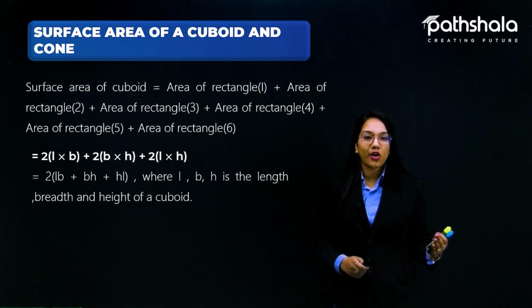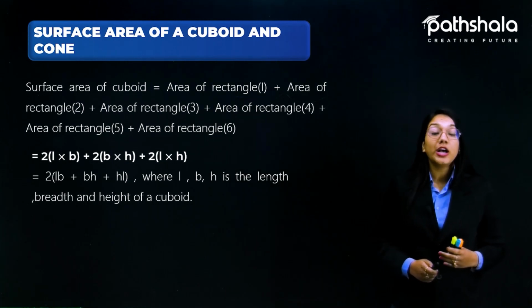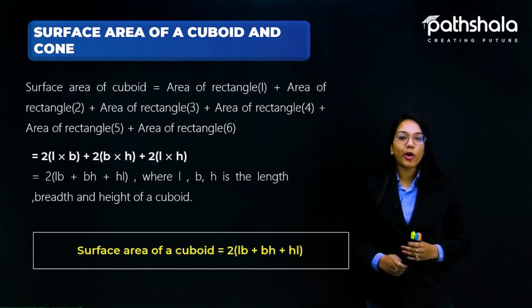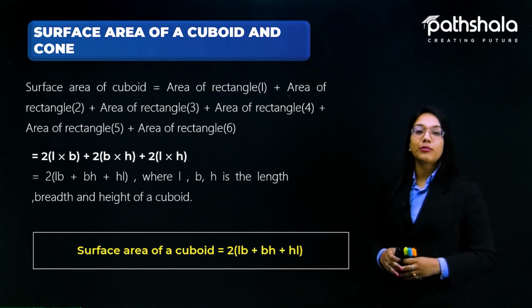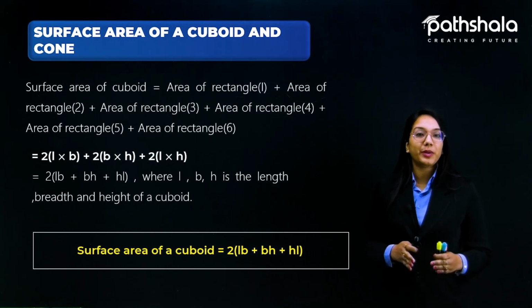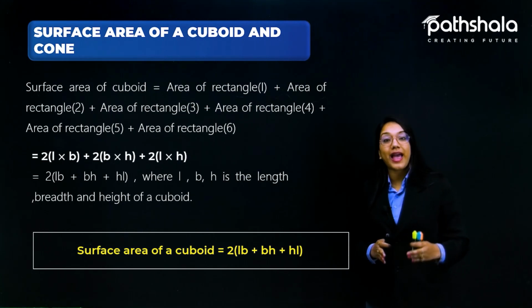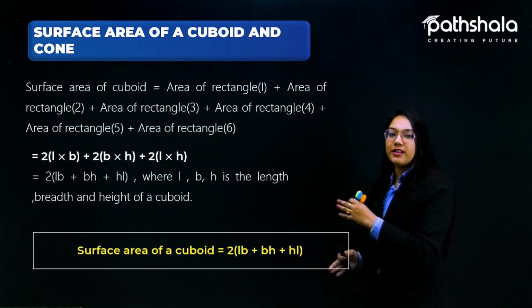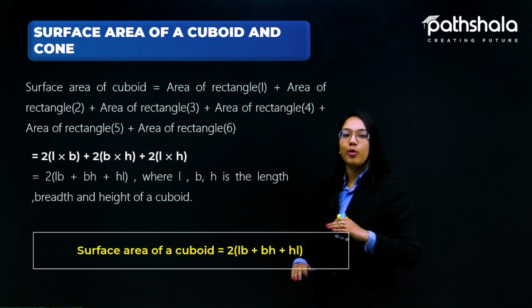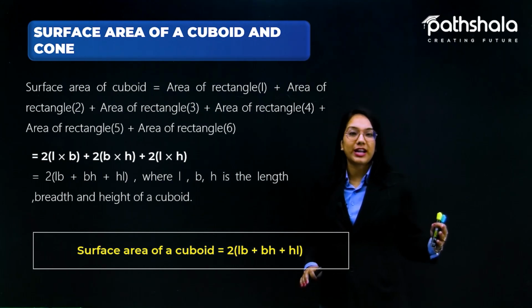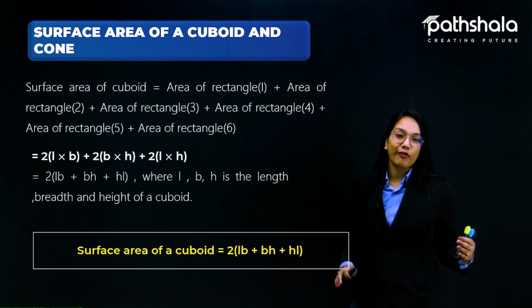So what is the surface area of the cuboid? The surface area of the cuboid is 2 into LB plus BH plus HL, where L is the length, B is the breadth and H is the height. Always remember this formula, because using it we are going to do a lot of questions related to the surface area of a cuboid.